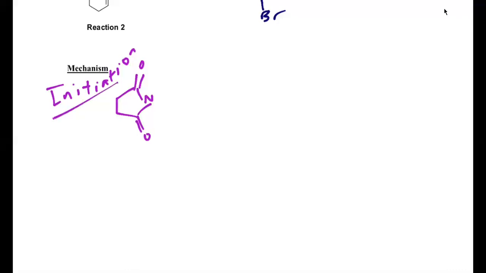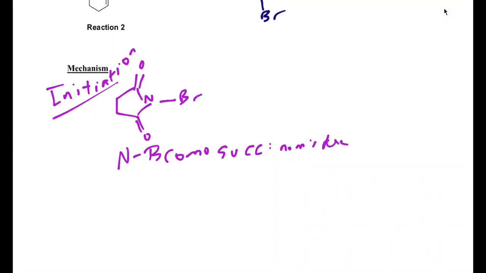All right. So NBS looks like this. This is N-bromosuccinimide. N-bromosuccinimide.